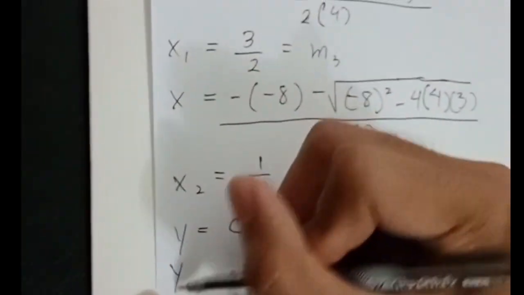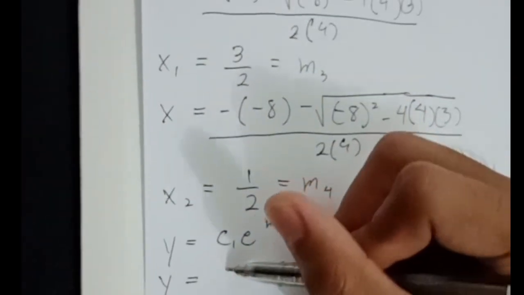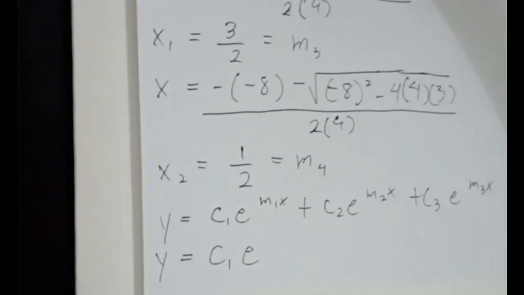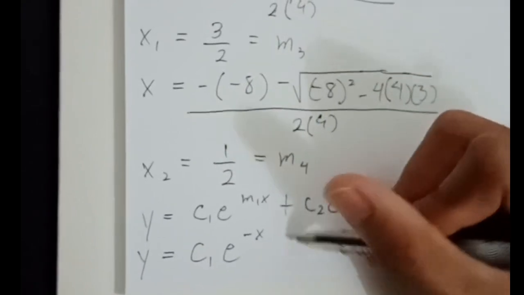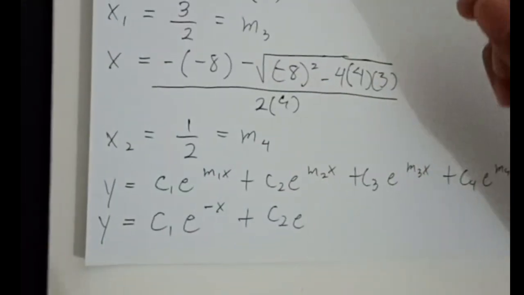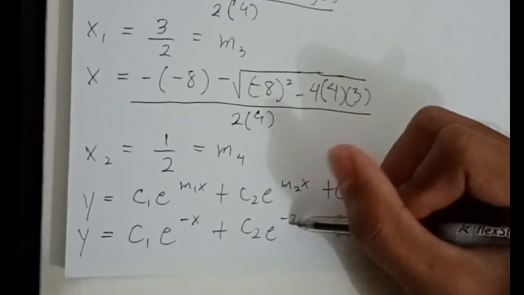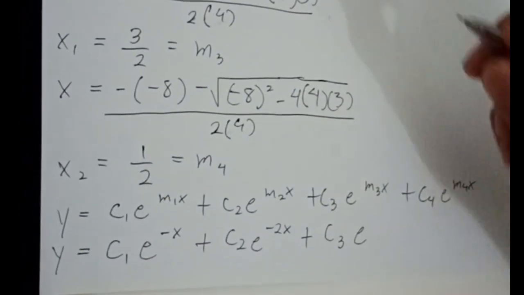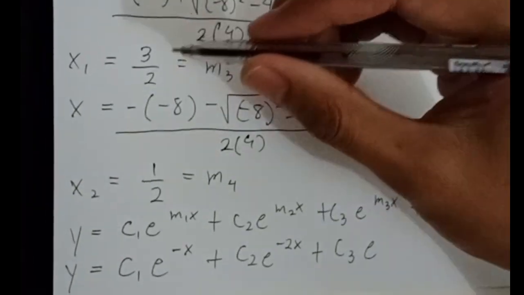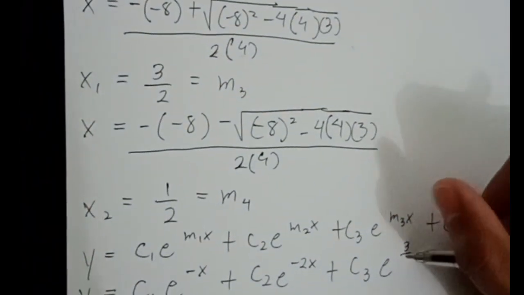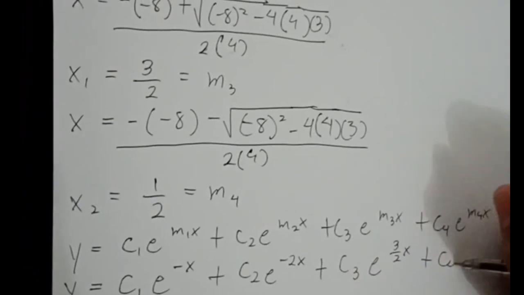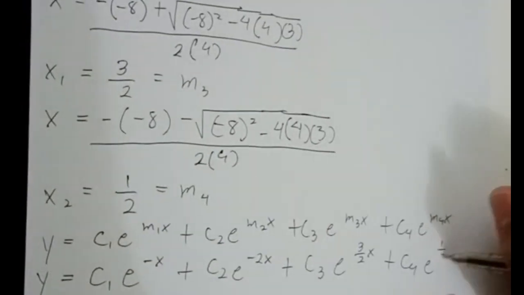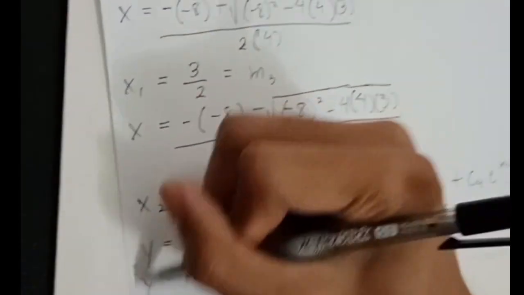So plugging in the values of our roots, that will be c sub 1 e raised to m sub 1 x, that will be negative 1, so that will be negative x, plus c sub 2 e raised to m sub 2 x, our m sub 2 is negative 2, so that will be e raised to negative 2x, plus c sub 3 e raised to m sub 3 x, that will be our third root, 3 halves, so 3 halves x, plus c sub 4 e raised to our last root, that will be 1 half, so e raised to 1 half x. So this is our final answer.